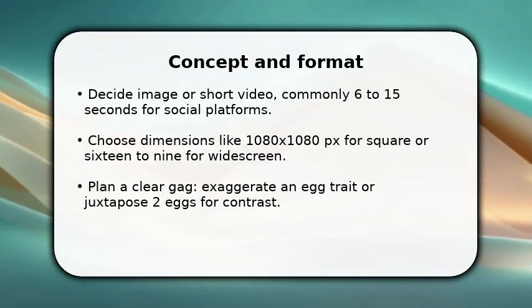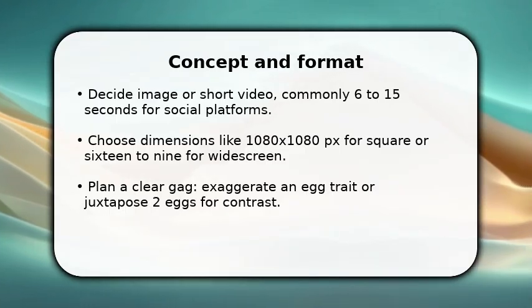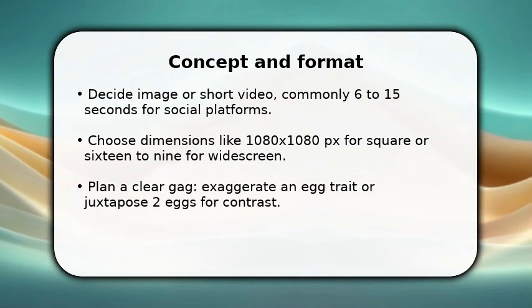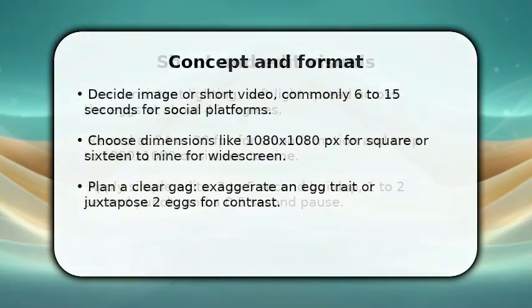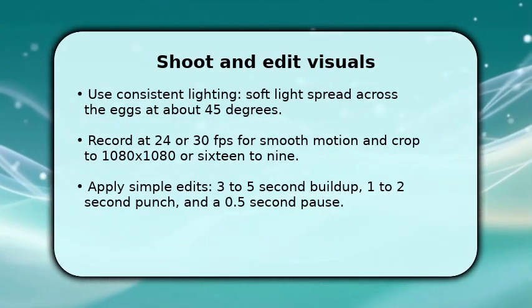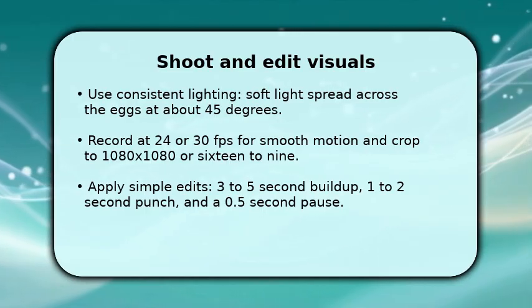Plan a clear gag or juxtaposition. Emphasize one egg's reaction, pair two eggs to show contrast, or exaggerate a yolk detail. Write one punchline and one visual beat to land the joke. Use consistent lighting. Soft light placed about 45 degrees from the subject reduces harsh shadows and keeps yolk highlights readable.